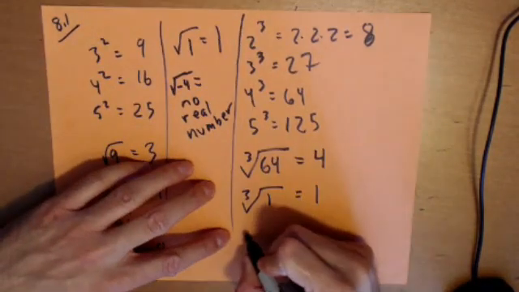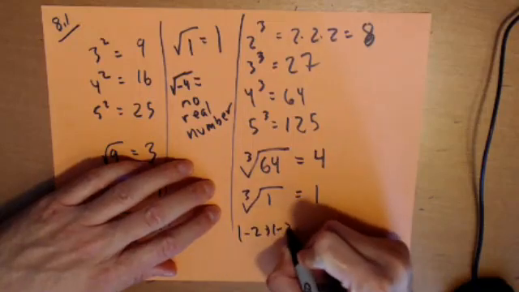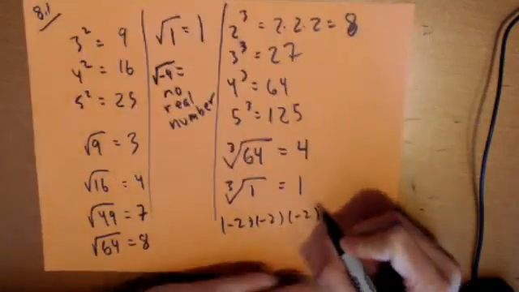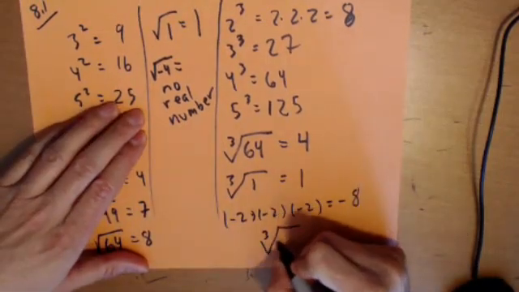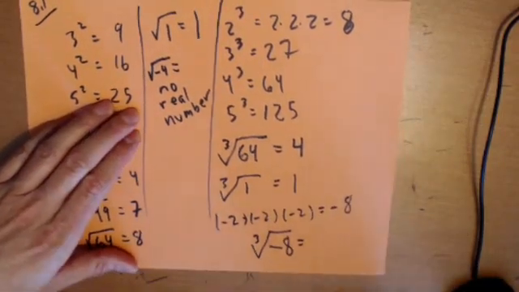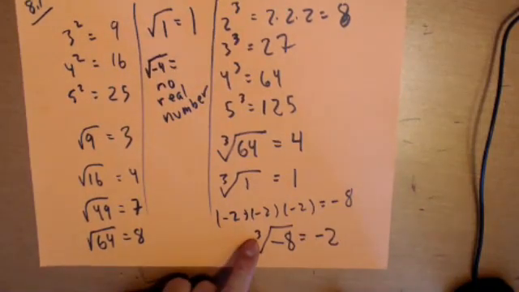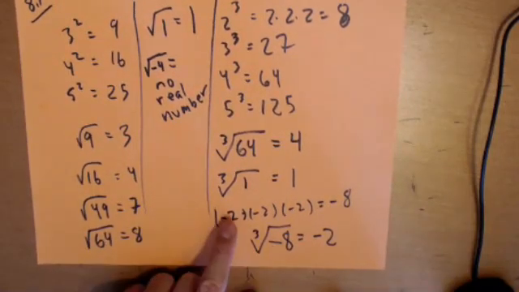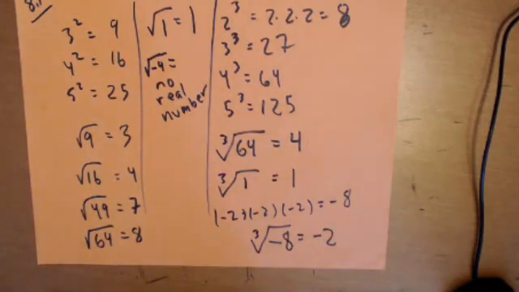On a side note, let's just say we did negative 2 times negative 2 times negative 2. That would give us negative 8. So the cube root of negative 8, therefore, is negative 2. What number times itself 3 times gives us negative 8? Negative 2. So the cube root of negative 8 is negative 2.